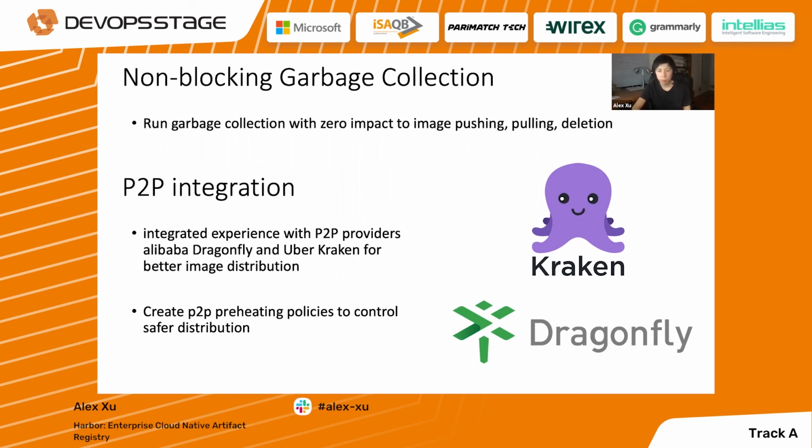It also runs much faster than it previously did because we reworked the entire backend, also partly because of the work we did for the OCI support. So that's the second feature, called non-blocking garbage collection.